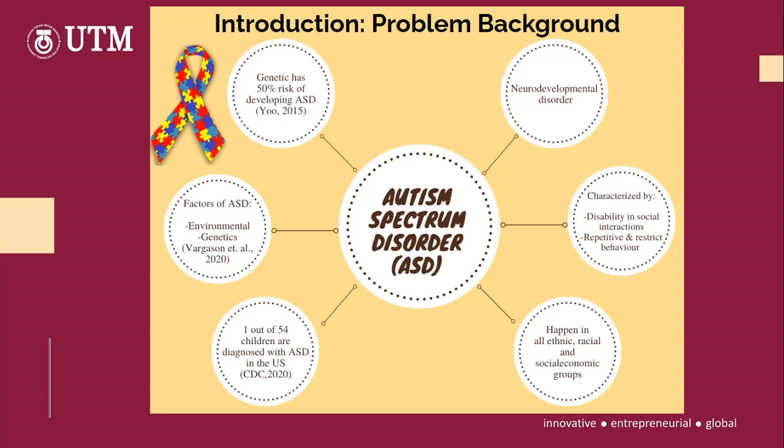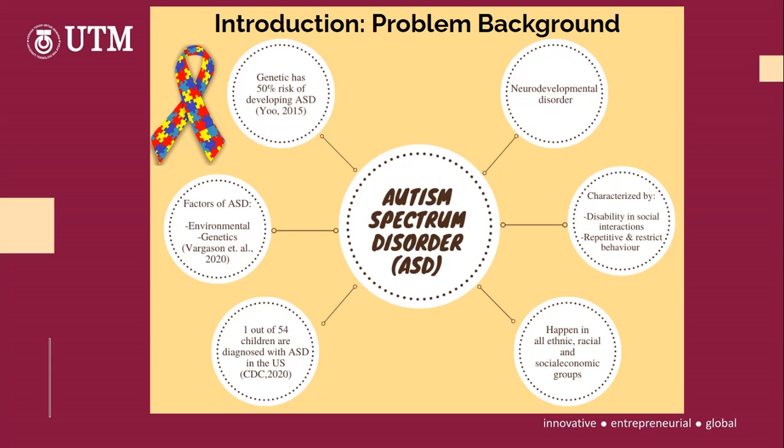First of all, I would like to briefly introduce the disease that is involved in this project, which is autism. Autism is also known as Autism Spectrum Disorder, ASD. ASD is a neurodevelopmental disorder that can be characterized by disability in social interaction and also repetitive and restricted behavior. According to the Centers for Disease Control and Prevention, CDC, ASD can happen in all ethnic, racial, and socioeconomic groups, and 1 out of 54 children are diagnosed with ASD in the United States.